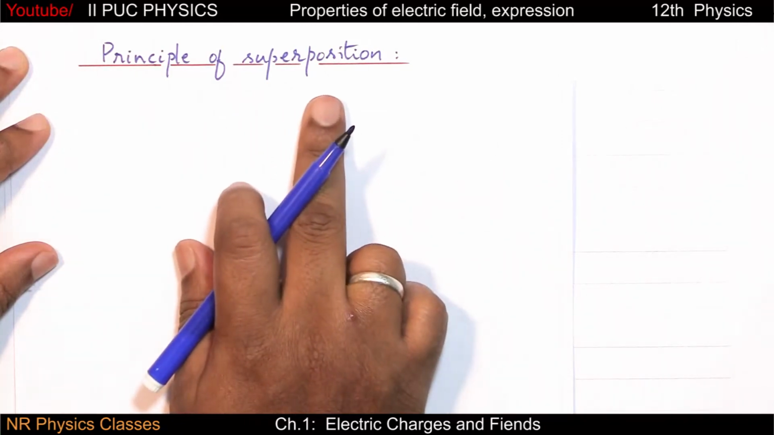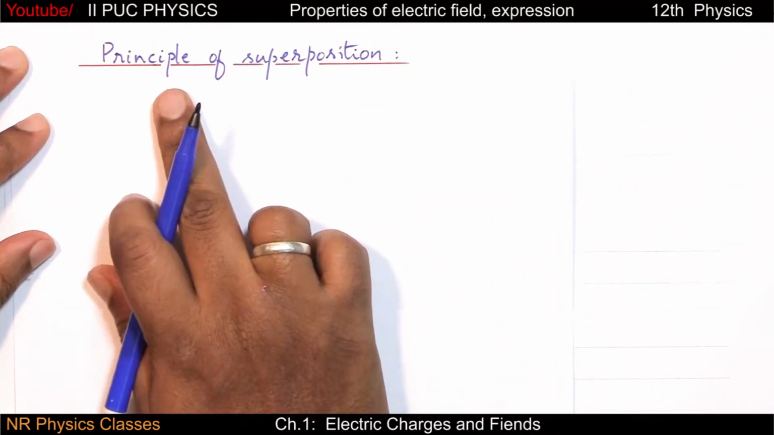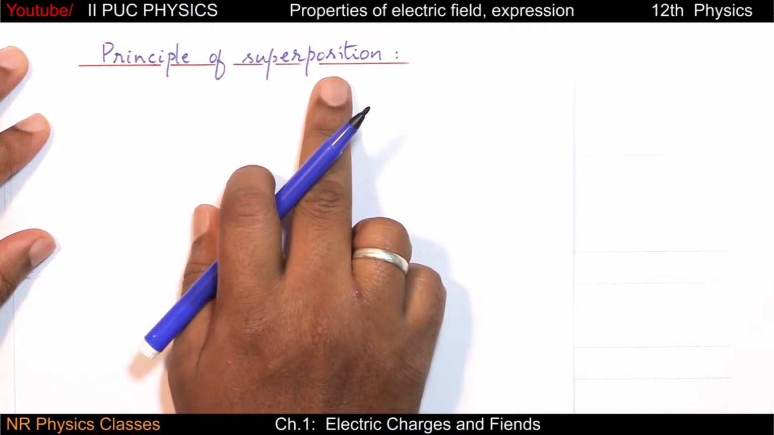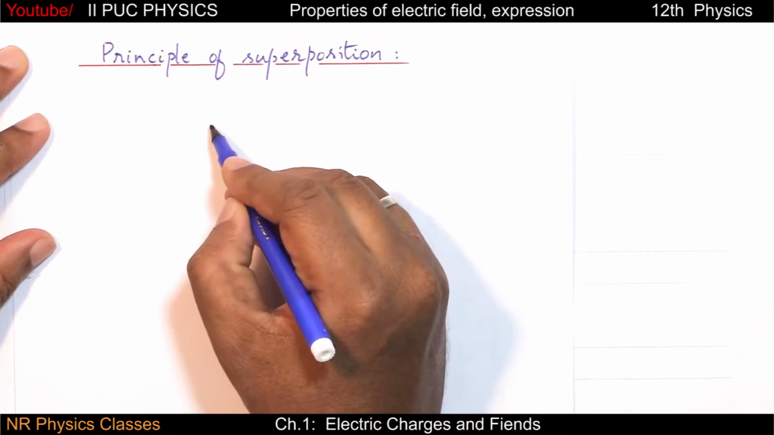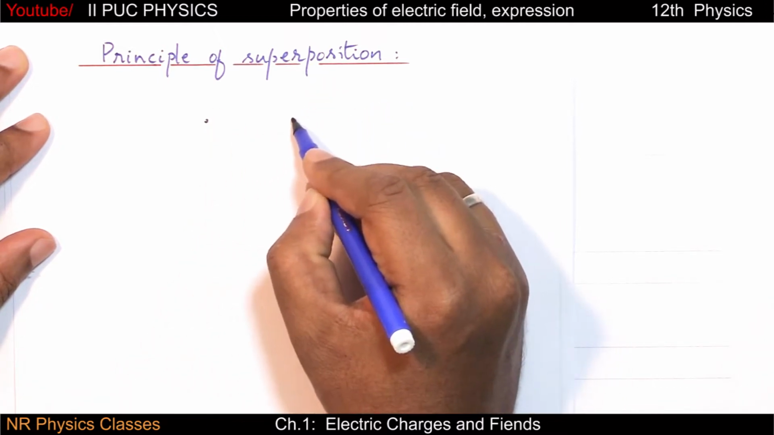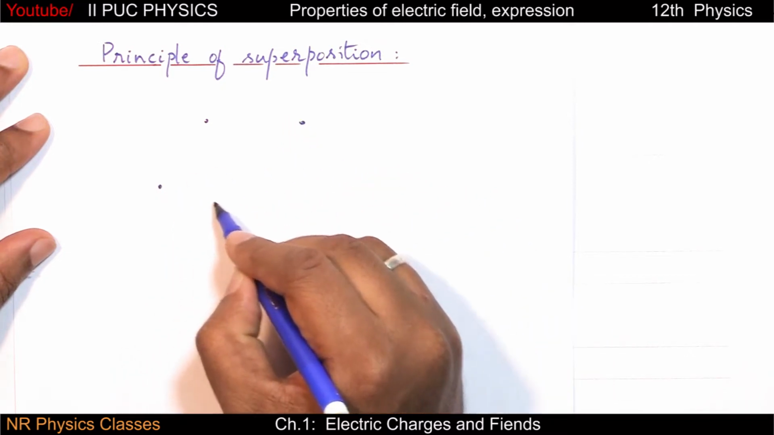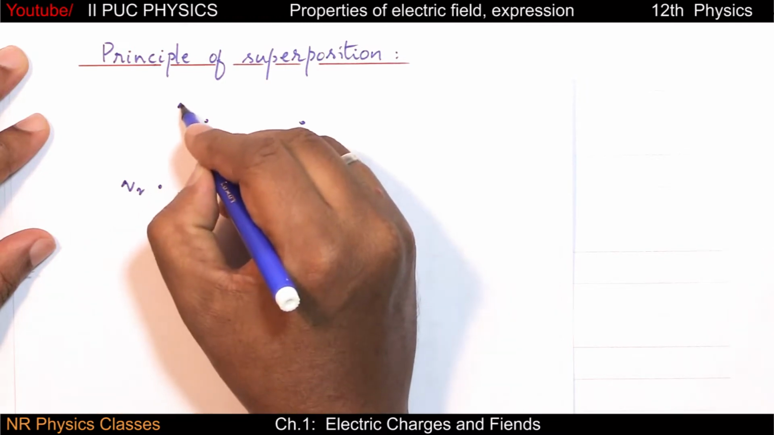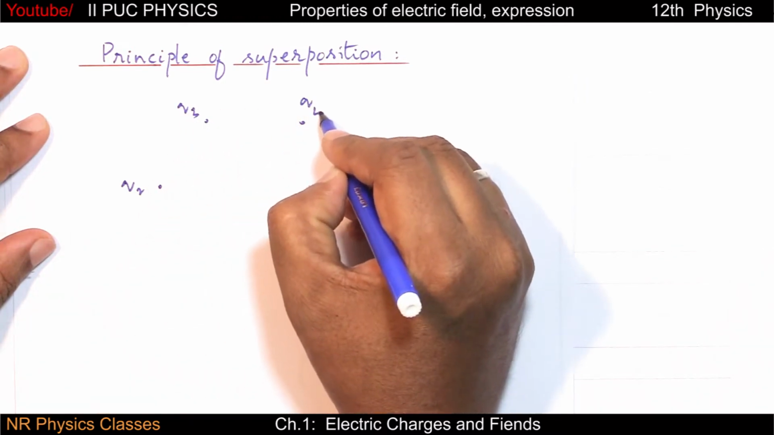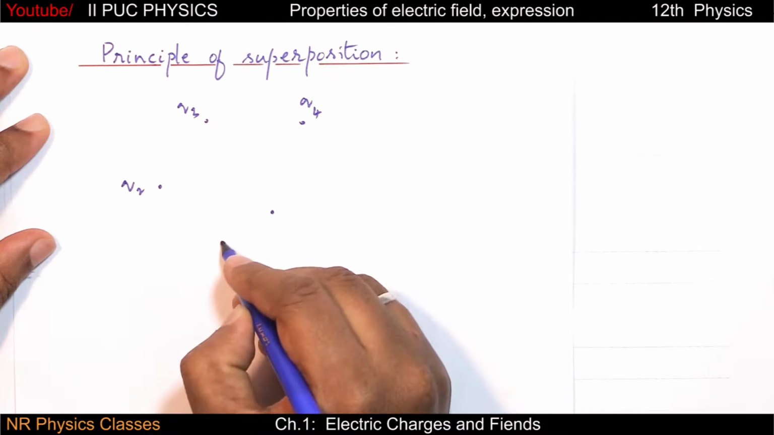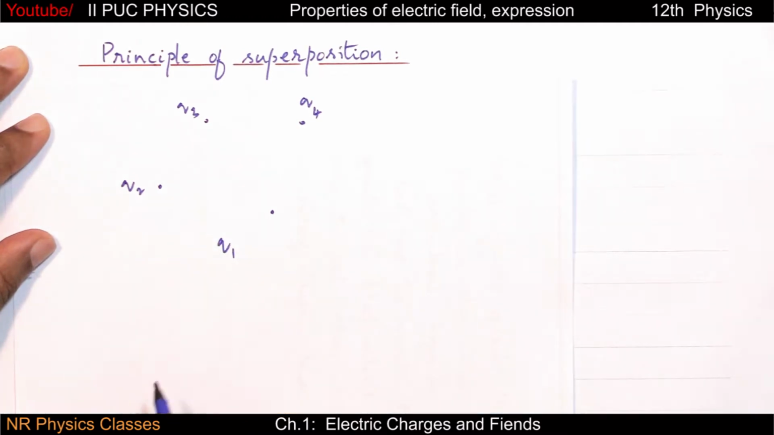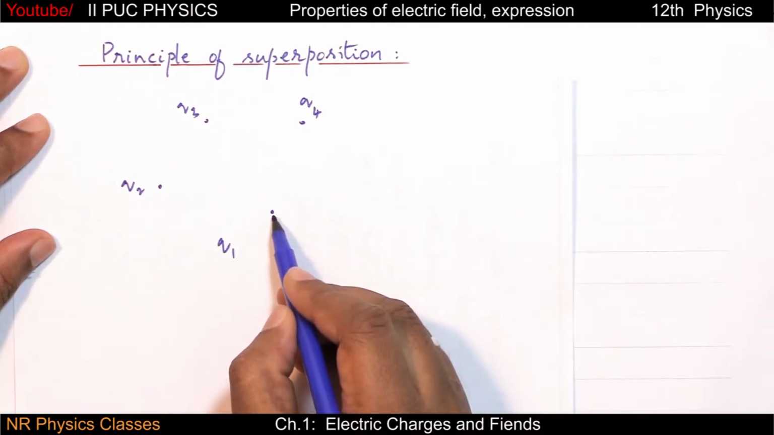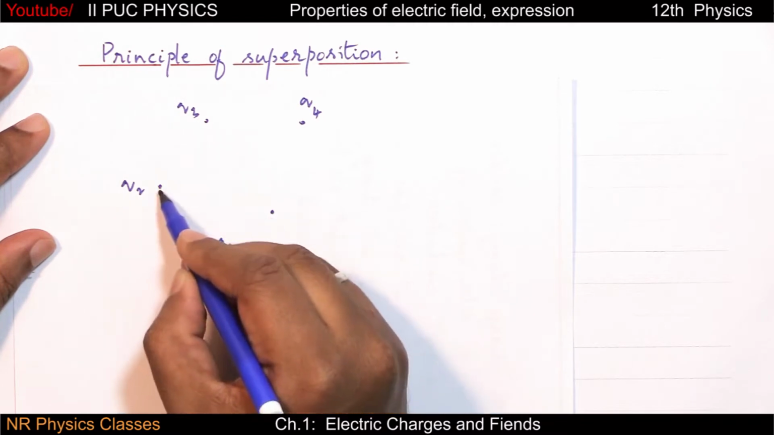Principle of superposition. Principle of superposition with respect to electric field. If there are a number of charges like this, Q2, Q3, Q4 and this Q1, then what is the resultant force on Q1 due to these charges?